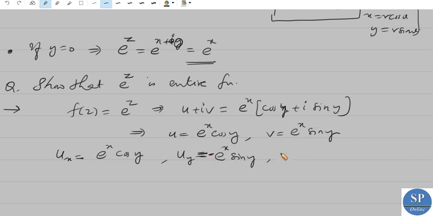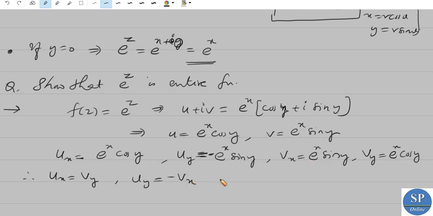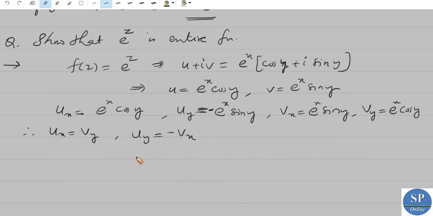Now vx is the partial derivative of v with respect to x. Sin y is a constant here, so vx = e^x sin y. And vy is the partial derivative of v with respect to y: e^x times the derivative of sin y, which is cos y, so vy = e^x cos y. So ux = vy, both e^x cos y, and uy = -e^x sin y = -vx. So the CR equations are satisfied for all z.